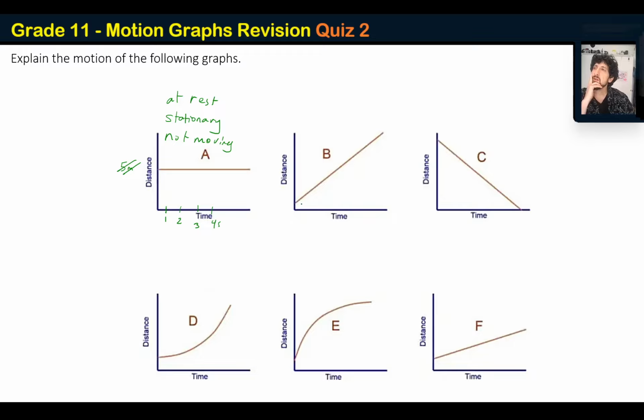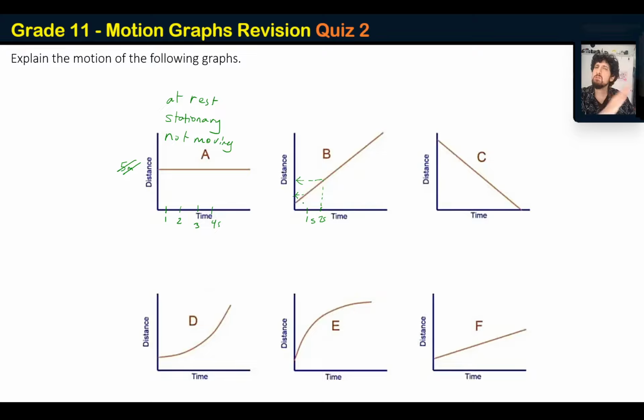What about this one here? Now we can see the object started at a certain distance, so it didn't start at 0. And then there was an increase, so it kept going up. As time went past, here's 1 second, and it was at a certain distance here. And then at 2 seconds, it is now here, and so on. So you can see that the distance increases with time. So what do we call that? Constant velocity.